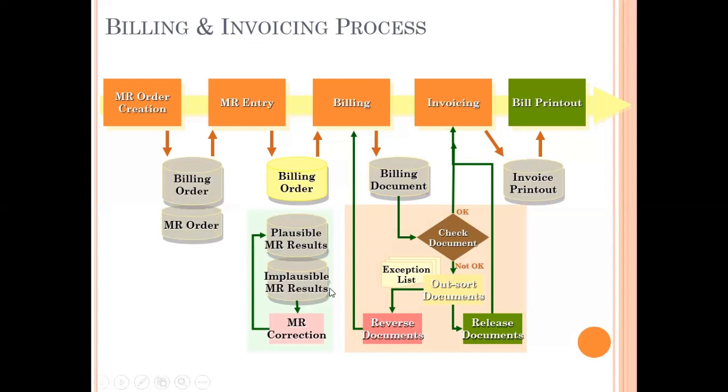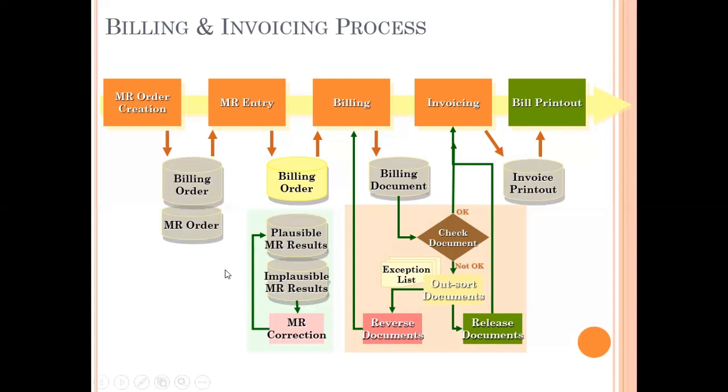Okay, now if some meter reading is implausible, we need to correct that meter reading. Once that is corrected, it becomes plausible. Plausible means it is now billable. Once it is billable, we do the billing, and the bill document is again checked whether it is correct or not. If there is any doubt, that means the billing document is also outsorted if the billing amount is drastically high or low. So in that case, we'll check the outsorted document, and if we are satisfied, okay, this is correct, we'll release that document. If it is not correct, we'll reverse the document and rebill it by correcting some parameters.